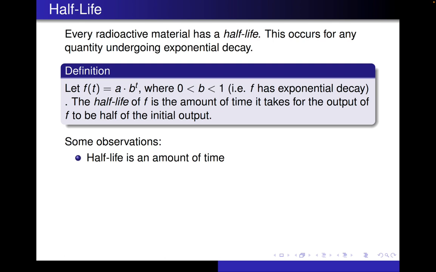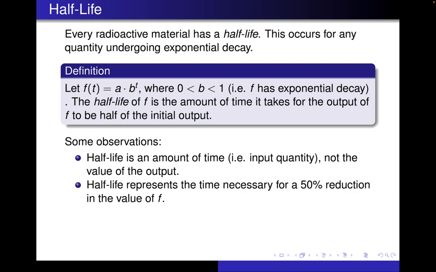These are things that are pretty astonishing if you don't think about them too carefully. So first of all, note that the half-life is an amount of time. It's the amount of time it takes for the output to be cut in half. And when I'm talking about time, I'm talking about the input quantity. The input quantity in this case is t for time, but even if it were f of x, the half-life would be changes in the values of x. It's not the output, not the f of t, it's the t itself.